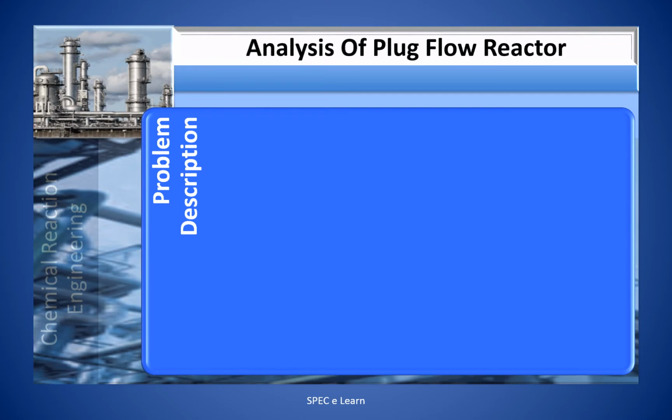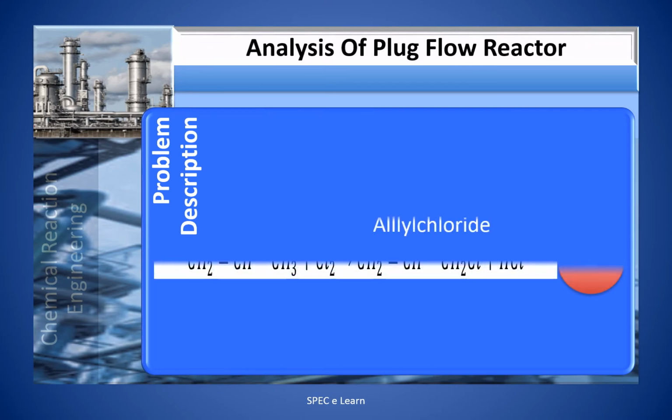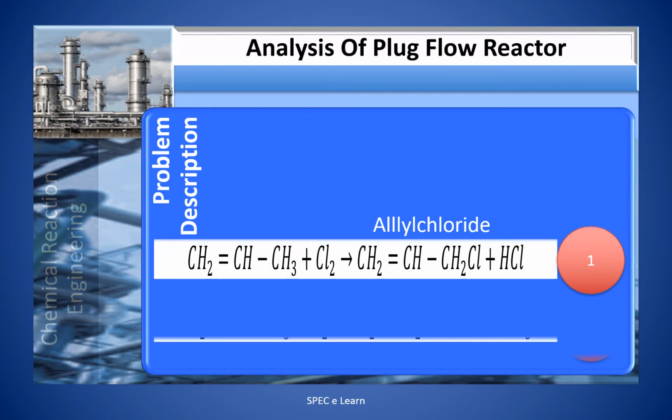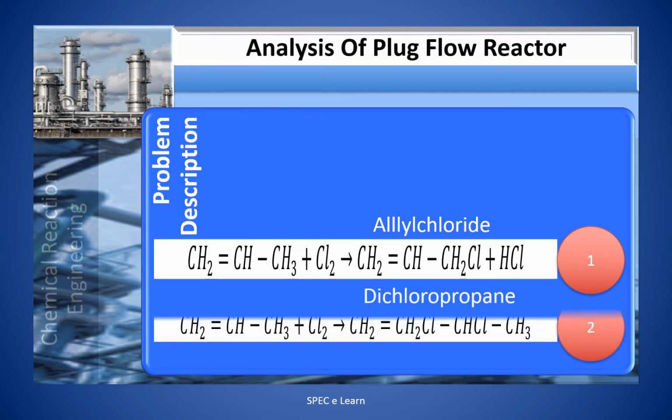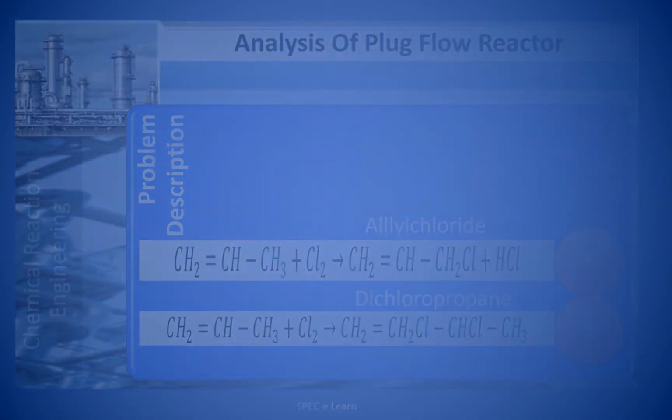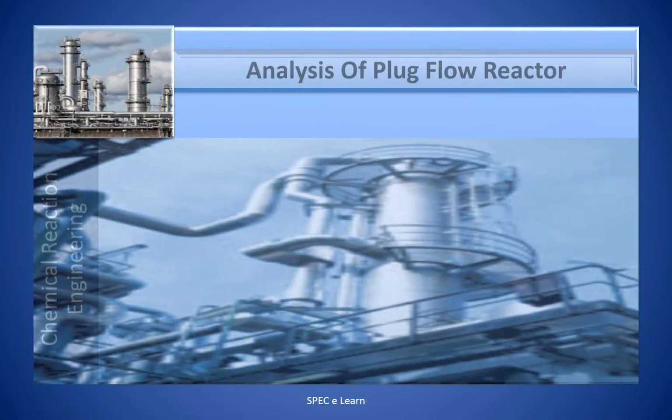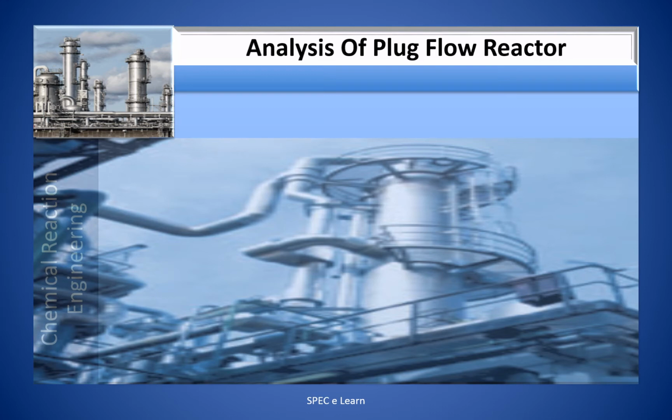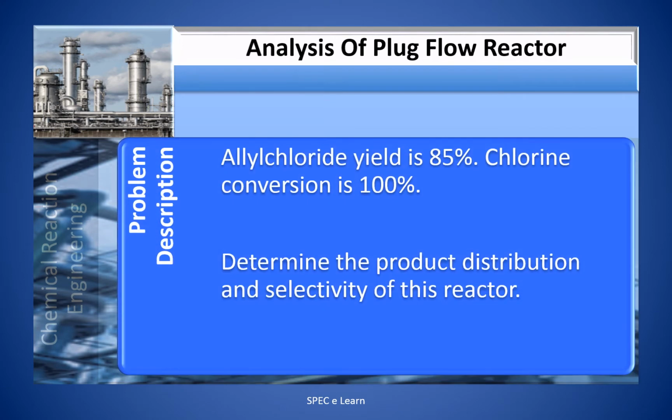The above mentioned reactions taking place in the reactor are shown here. Propylene plus chlorine forming allyl chloride in the first reaction; propylene and chlorine reacting by addition chlorination to form dichloropropane in the second reaction. Allyl chloride yield in the reactor is 85%. Chlorine conversion is 100%. Determine the product distribution and selectivity of this reactor.